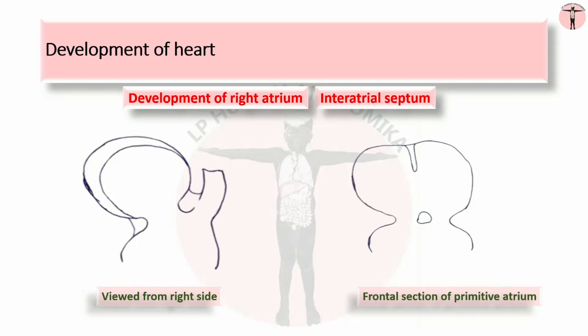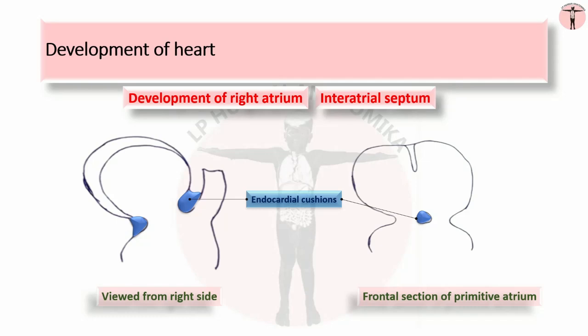So by the end of the 4th week, in the atrioventricular canal, endocardial cushions form on the dorsal and ventral walls. These cushions approach each other and fuse to form septum intermedium, dividing the AV canal into right and left atrioventricular canals. These canals separate the primitive atrium from the ventricle, and these cushions function as atrioventricular valves. We will discuss this in detail later.